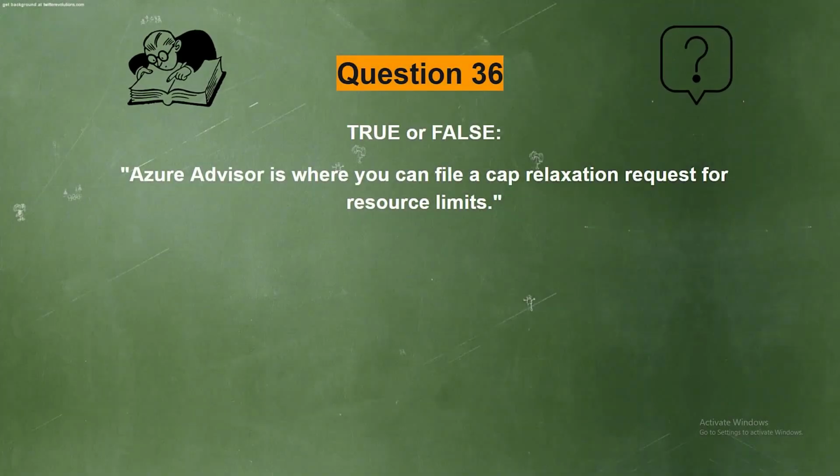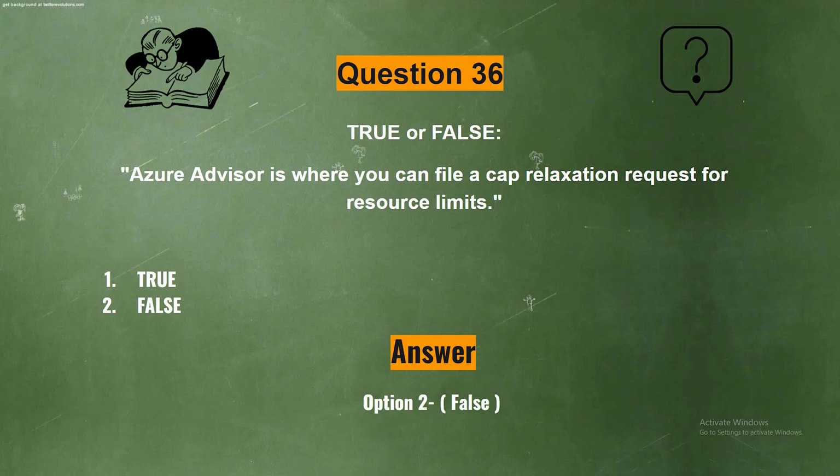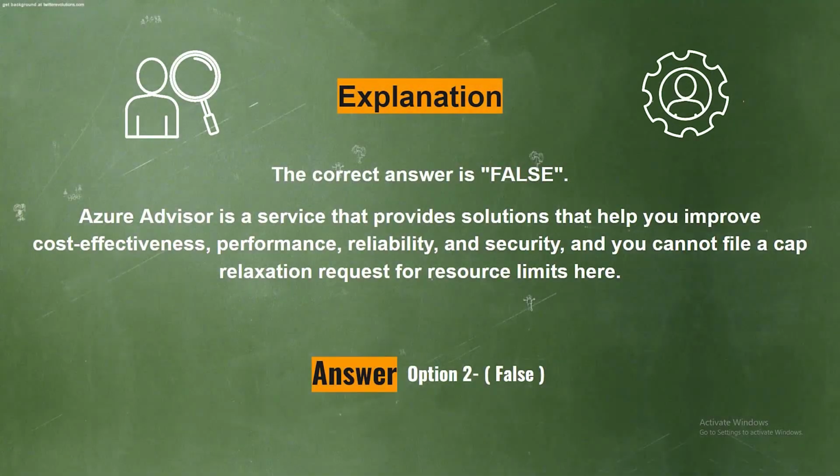Next question. True or false? Azure Advisor is where you can file a cap relaxation request for resource limits. And the options are: Option 1, true. Option 2, false. And the correct answer is Option 2, false. Explanation. The correct answer is false.